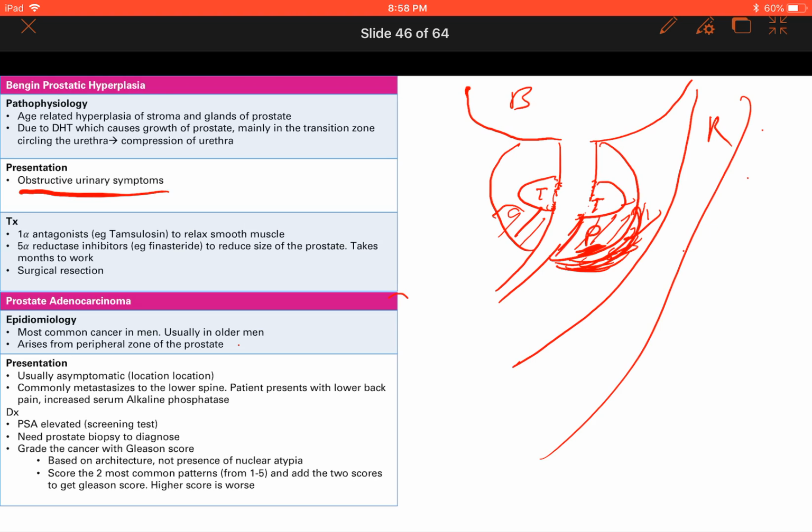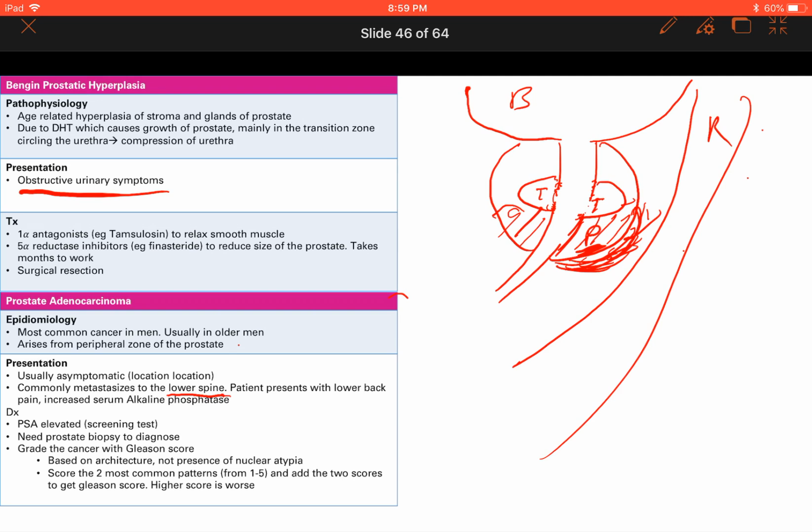But what can happen is it can metastasize to the lower spine. This is key. So patients will present with low back pain, and they'll have increased serum alkaline phosphatase because of the bone breakdown. And prostate cancer loves going to the lower spine. So if you ever have an old patient with low back pain, worry about prostate cancer.